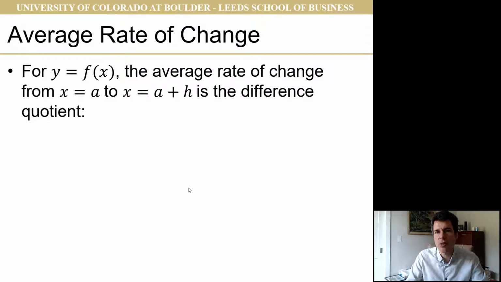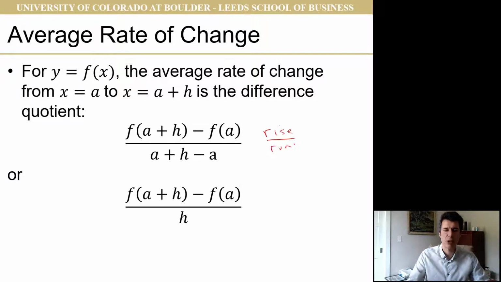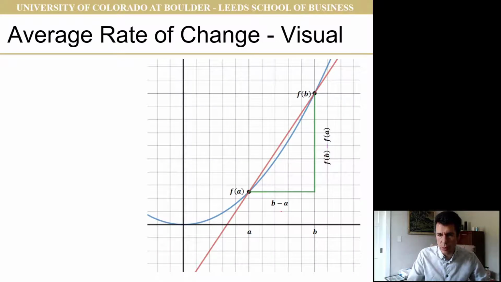So if we have a function y equals f of x, the average rate of change from x equals a to x equals a plus h is the difference quotient, which you've seen before. It is f of a plus h minus f of a divided by a plus h minus a. This is the slope, not of the function, but the slope of a line, rise over run. And we can simplify this a little bit to be f of a plus h minus f of a divided by h.